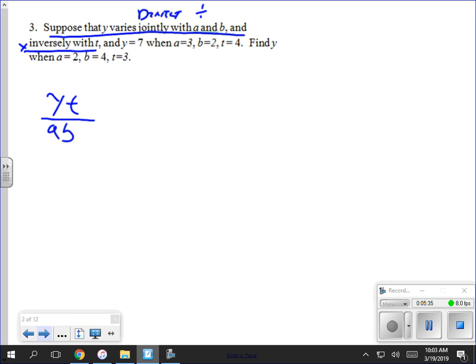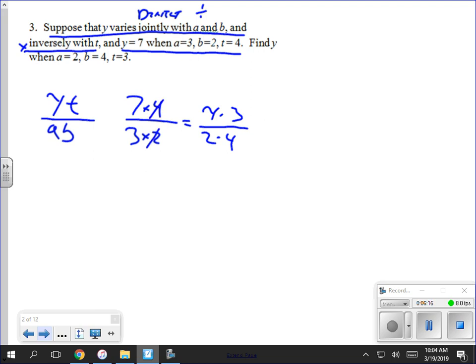Now, I take these four, set them up. 7 times 4 on top, divided by 3 times 2, equals y, t, over a and b, for the new values. Find y when a is 2, b is 4, and t is 3. Solve for y. So then you just start working it out. So with this one I get the 2s cancel here, and so that gives me 2. So I get 14 thirds is equal to 3y over 8.